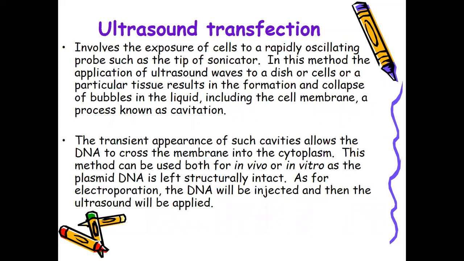The ultrasound method involves the exposure of cells to a rapidly oscillating probe. High sonication is provided to the cells. The application of ultrasound waves to a dish of cells or a particular tissue results in the formation and collapse of bubbles in the liquid, including at the cell membrane, a process known as cavitation. The transient appearance of such cavities allows the DNA to cross the membrane into the cytoplasm. This method can be used both in vivo and in vitro, as the plasmid DNA is left structurally intact, as with electroporation.